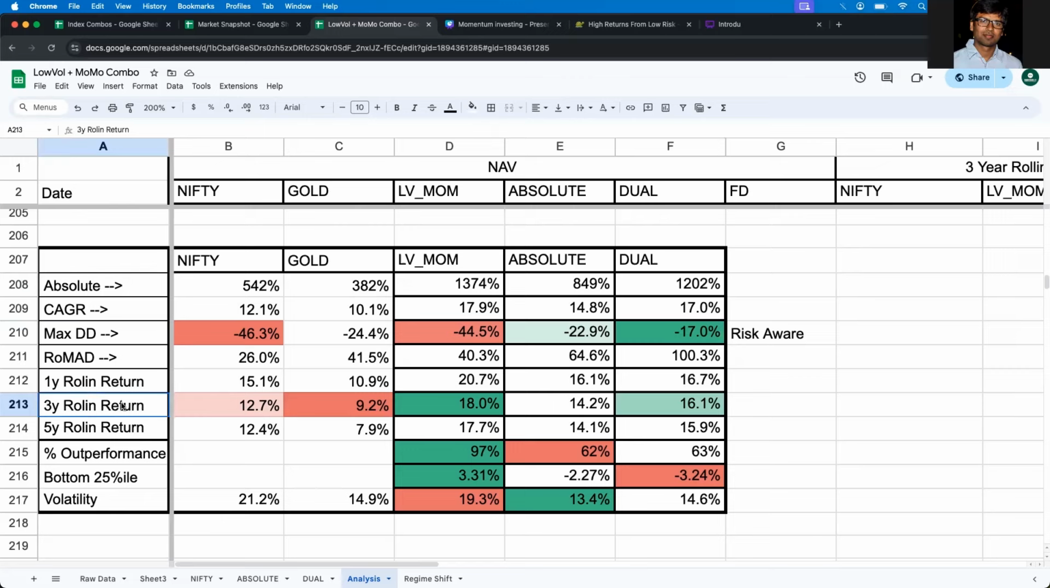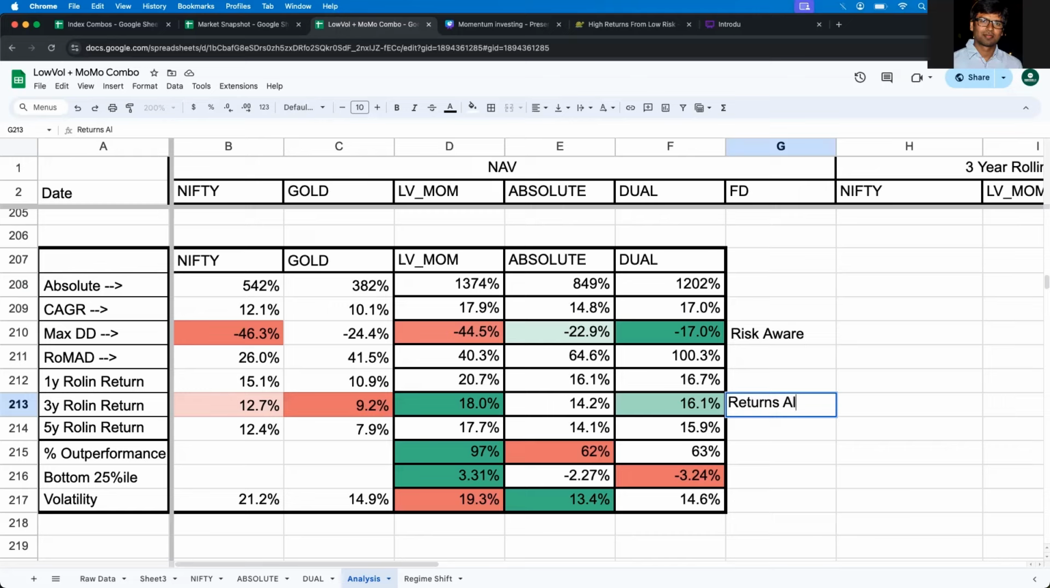And when you see the rolling returns, again, we'll not see the 1 year rolling returns. We'll see 3 year rolling returns. Some long-term investors might also see 5 year rolling returns. On 3 year and 5 year rolling return basis, we see that the LVMOM, the pure strategy of blending low volatility and momentum, yields the best returns. If you're someone who's not concerned about the max drawdown and you're focusing only on returns in the longer term, then this alone will be a great metric to look at.